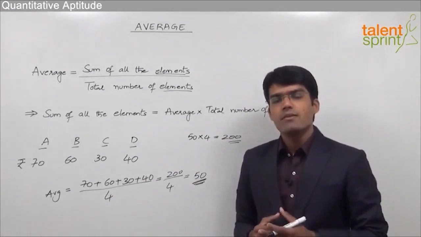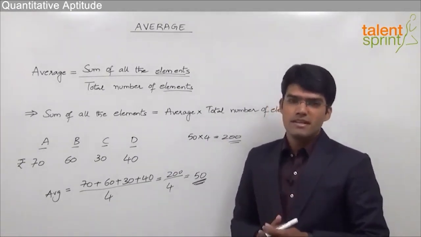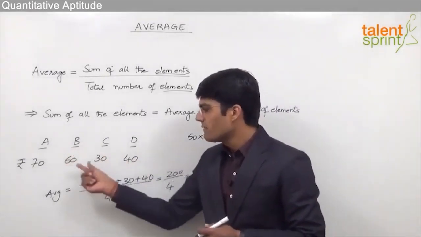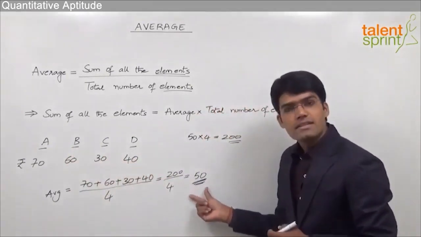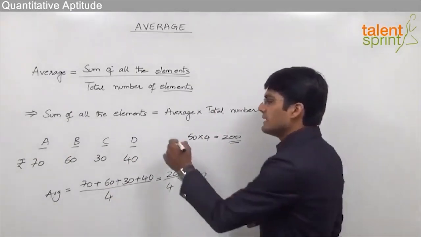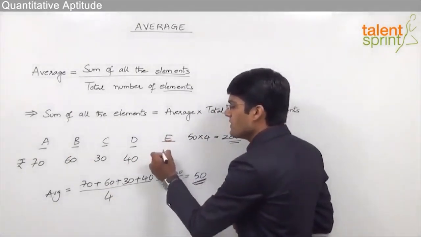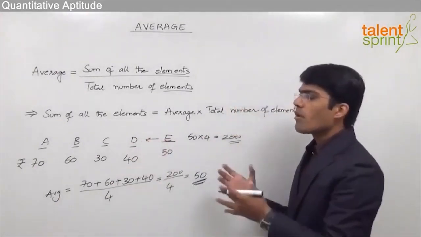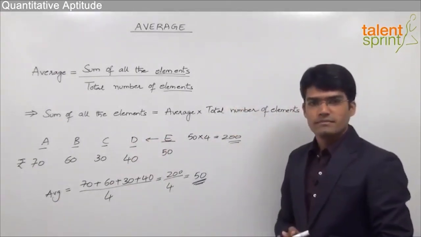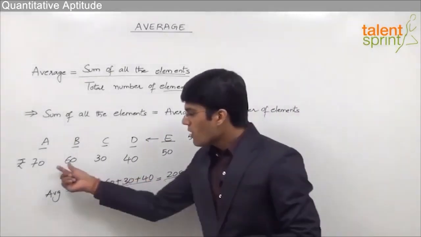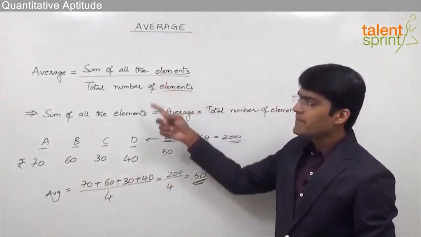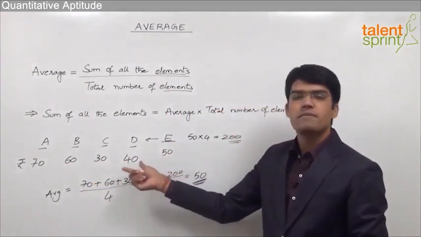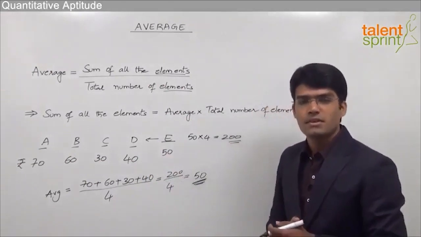Let us now understand what happens when a fifth person tries to join this group. For example, we already have 4 persons with the given values and we know that their average is 50 rupees. Let's say now a person E who has got 50 rupees wants to join the group. What will be the average for all these 5 persons together? Now to find out the average of all the 5 persons, we need not do the same calculation again. That is 70 plus 60 plus 30 plus 40 plus 50 by 5. That calculation is not required.